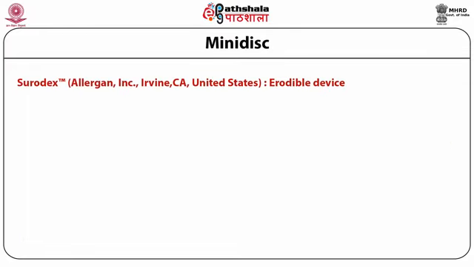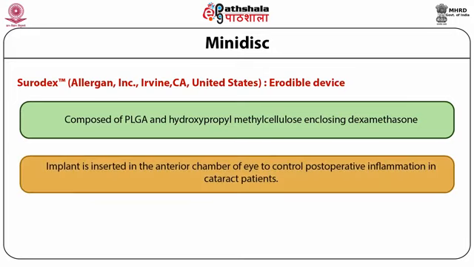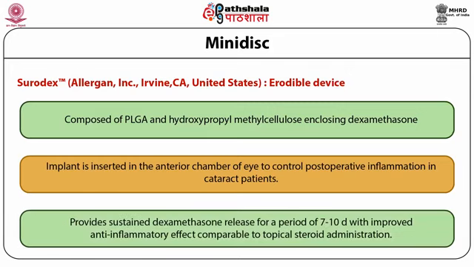Surodex. Surodex is composed of PLGA and hydroxypropyl methyl cellulose incorporating dexamethasone. It is placed in the anterior chamber of the eye to control post-operative inflammation in cataract patients. It provides sustained release of dexamethasone for a period of 7 to 10 days with improved anti-inflammatory effect comparable to topical steroid administration.